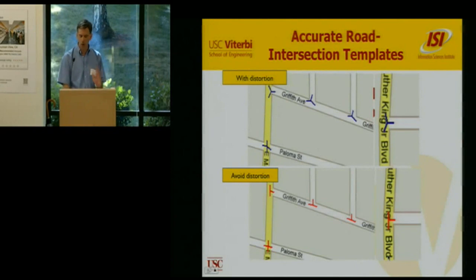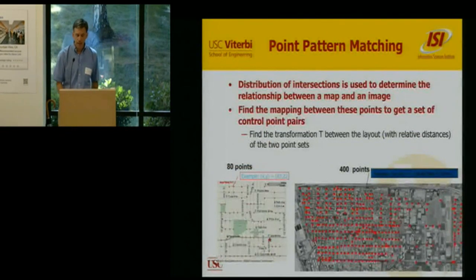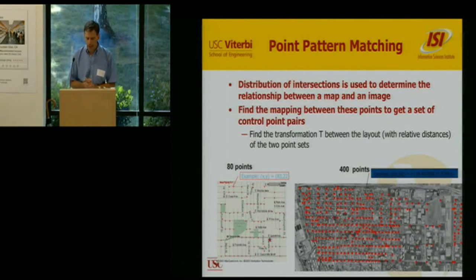And this is actually really important for several different things that we're going to do in the next steps. The first one is the point pattern matching. So the next step, now that we've found the intersection points, is to figure out the relationship between these intersections and this other vector data set. And in this process, we use not just the location of the intersections, but the actual template of the intersections to do the matching. As I said before, we use essentially the distribution of these intersections to determine the relationship between the map and the image.